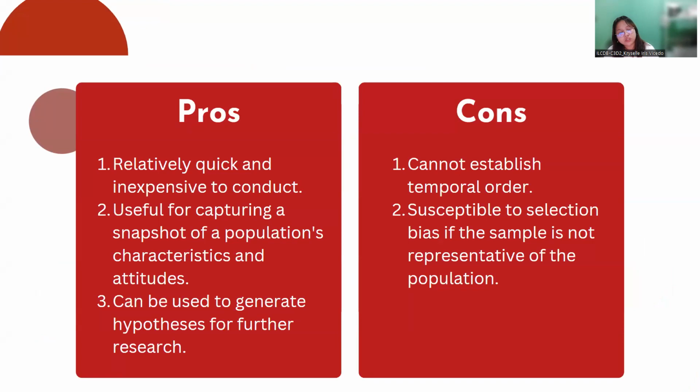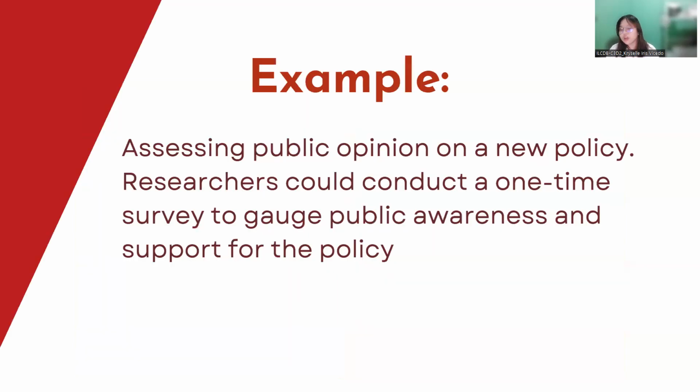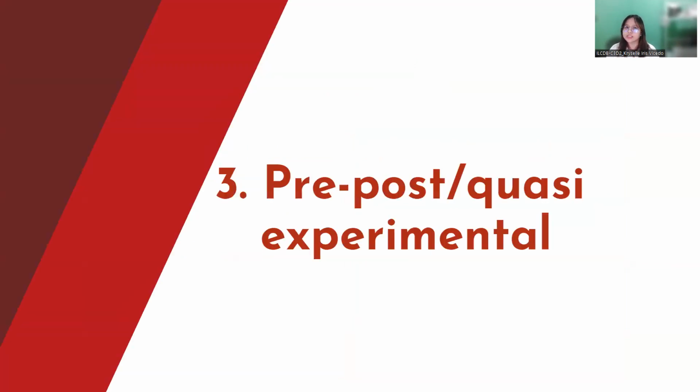As for the pros and cons, for the pros, it is relatively quick and inexpensive to conduct. It is useful for capturing a snapshot of a population's characteristics and attitudes. It can be used to generate hypotheses for further research. And for the cons, it cannot establish temporal order and it is susceptible to selection bias if the sample is not representative of the population. As an example, assessing public opinion on a new policy, researchers could conduct a one-time survey to gauge public awareness and support for the policy.